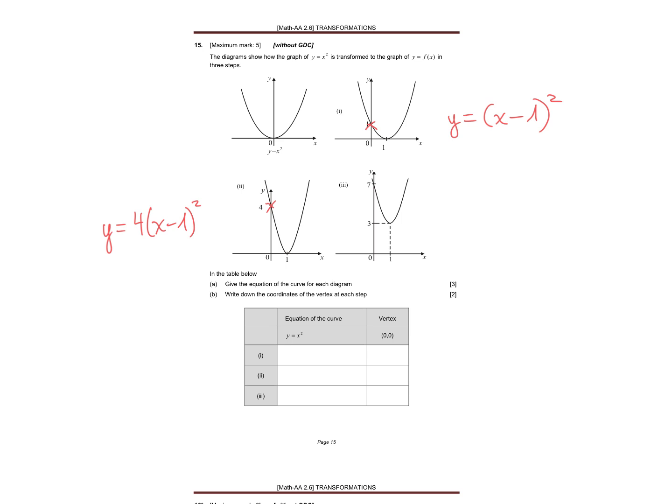So now we've got like this and then it's moved up 3. Write down the coordinates of the vertex at each step. So, okay, 1, 0. Still is 1, 0 for a double I, and then it becomes 1, 3.